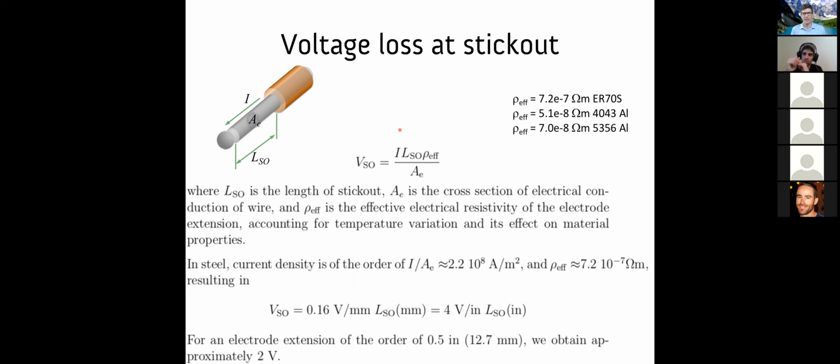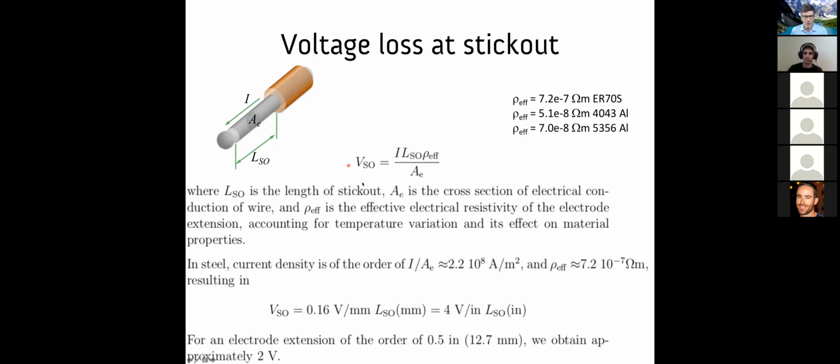Let's talk about MIG. I'm focusing mostly on MIG, but the concept of stick out applies to stick welding too. So here we have our contact tip. Here we have our wire coming out. Here we have the droplet. And as the current goes through the electrode extension, we have a resistance, and we have a voltage loss that is current times resistance.